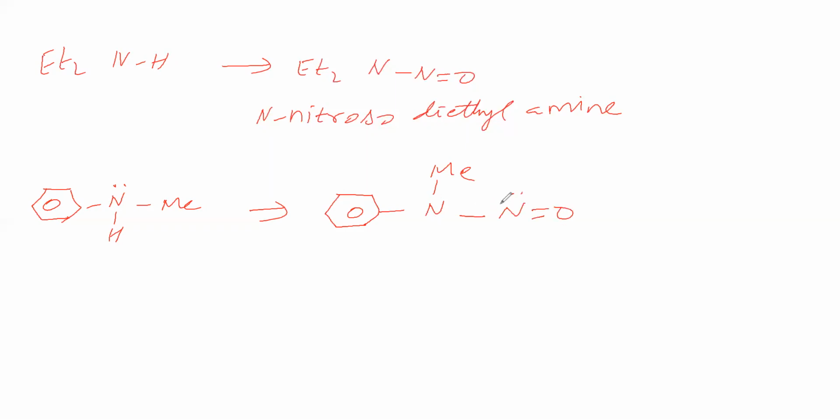What is the name of this? This nitroso group is attached to N, so we will say N-nitroso. This methyl group is attached to N, so we will say N-methyl. Then this benzene ring attached with N is called aniline. So an aromatic secondary amine gives an N-nitroso compound, and an aliphatic secondary amine gives an N-nitroso compound.